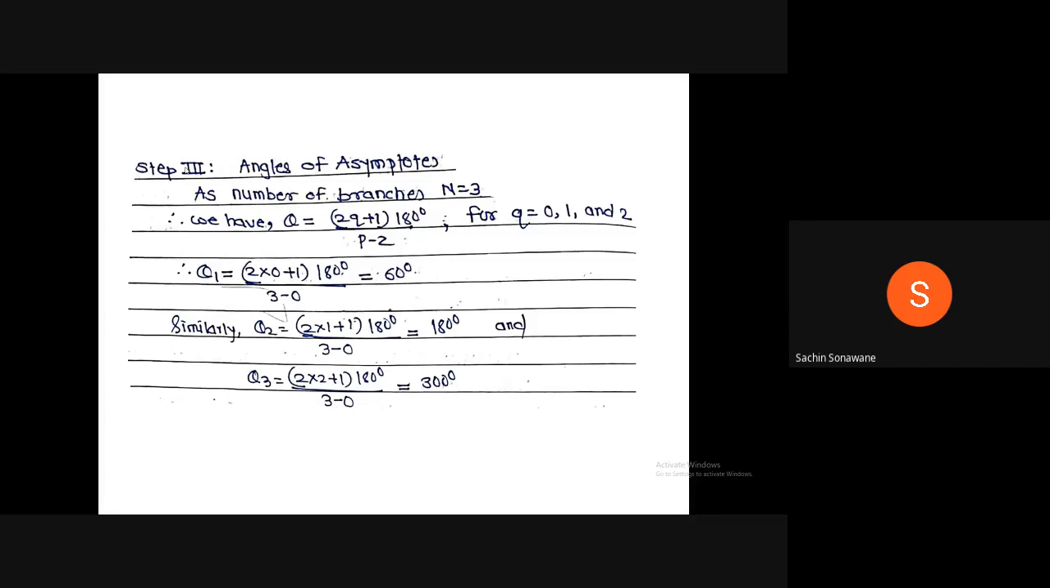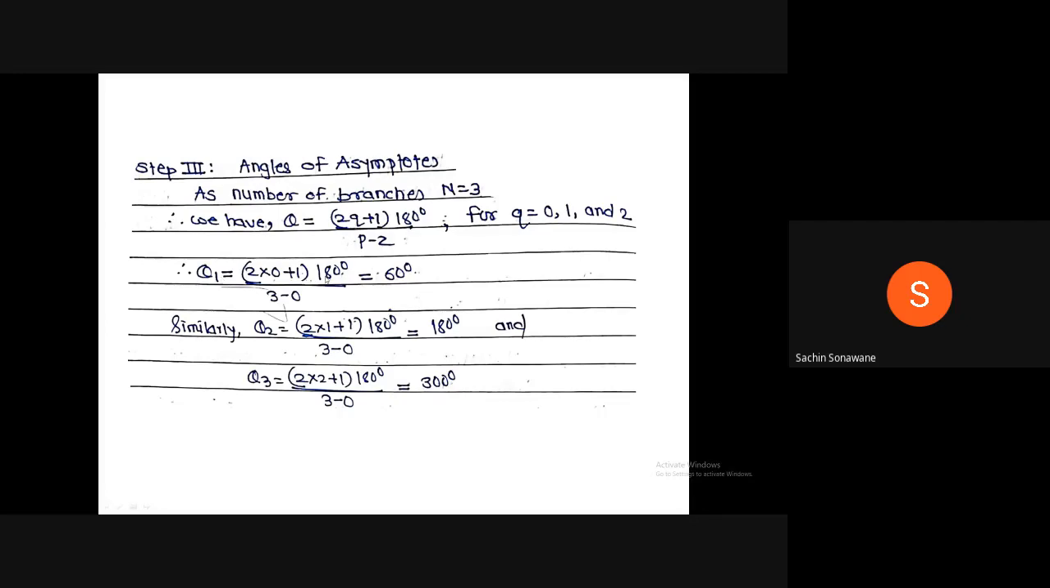Number of branches n is equal to 3. Therefore we have theta is equal to (2q plus 1) into 180 degree divided by p minus z, for q is equal to 0, 1 and 2. Since the number of branches n is equal to 3, we have to take only the first three values of q, that is 0, 1 and 2. Substitute all the values here and we will get theta 1, theta 2 and theta 3.